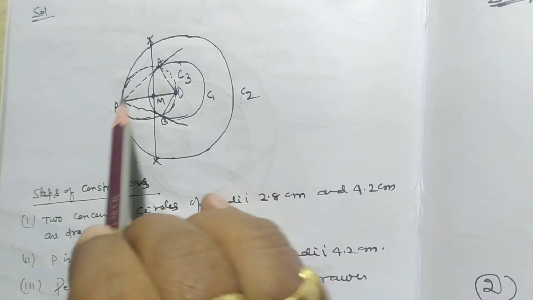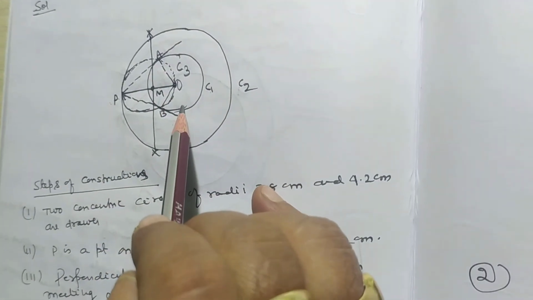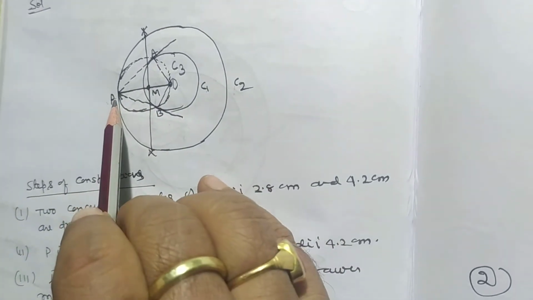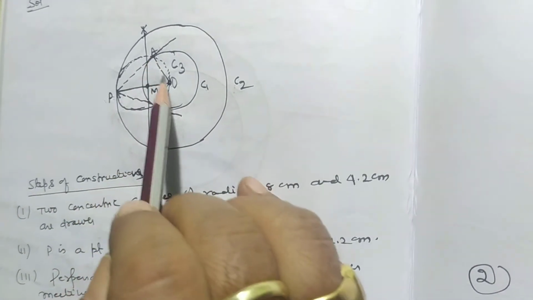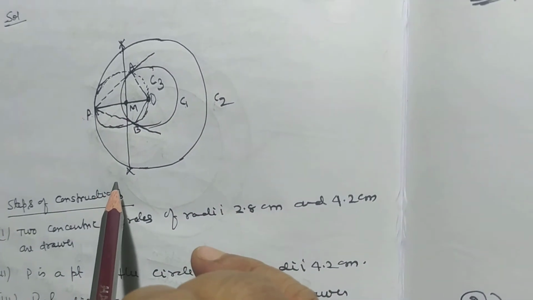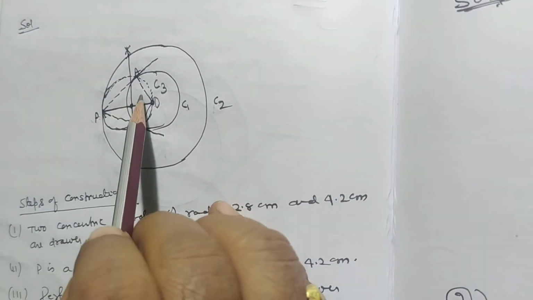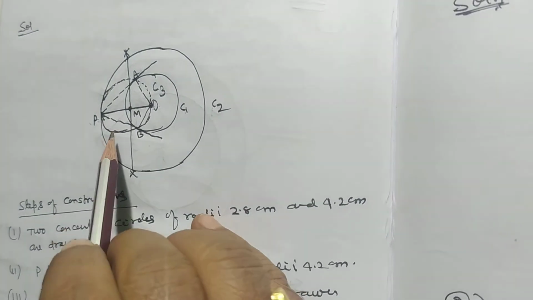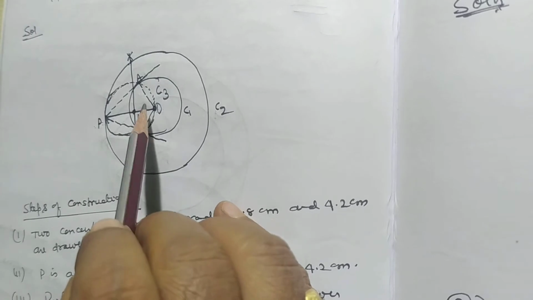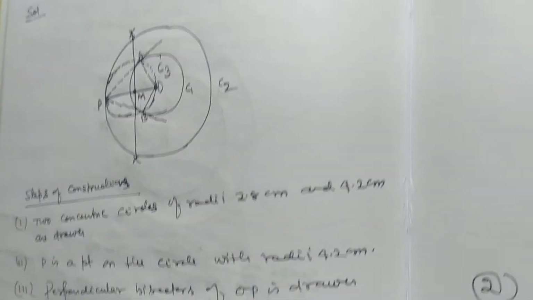Now join PA and PB. Of course, PA and PB are the tangents. And how will you calculate the length? We join OA and OB. So here, what do you observe? PAO is a right angle triangle. PBO is a right angle triangle. PA is equal to the square root of OP square minus OA square. PB is equal to the square root of OP square minus OB square. So now, in this way, we will get the length of the tangent. PA and PB are equal.